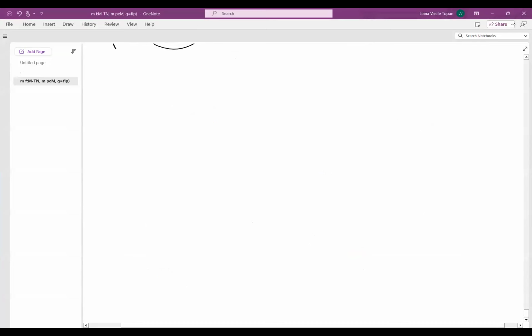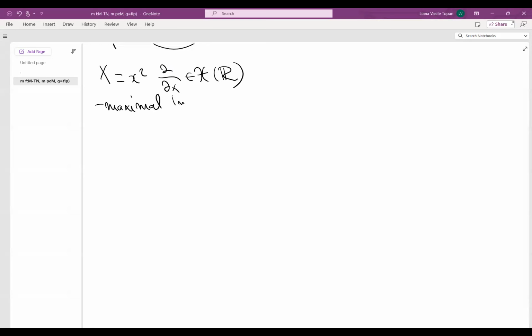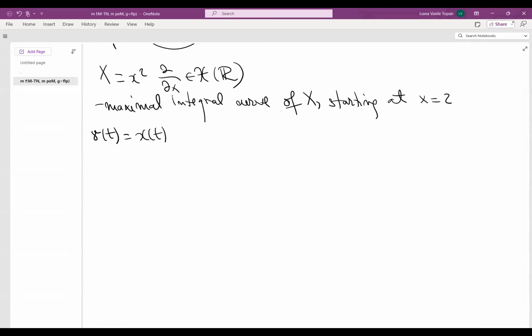Okay, so let's take the vector field X given by x squared, x squared partial over partial x. So a vector field over R. Okay, something like that. So we want to find the maximal integral curve of X starting at x equals 2. So again, gamma will simply be some x of t, right, over R.